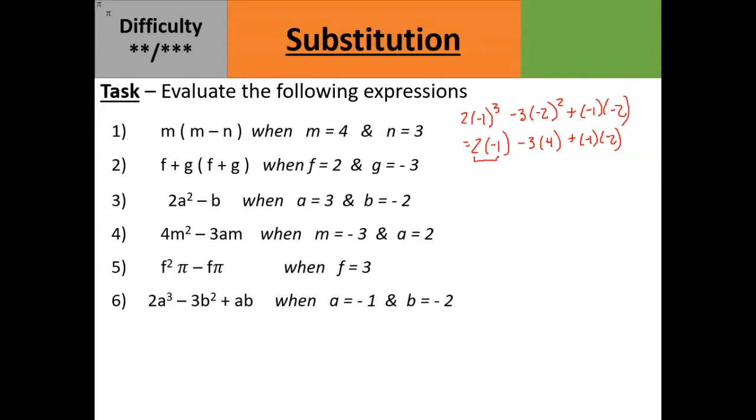So now let's do this multiplication. We can actually do all of these multiplications at once, so let's do that. We'll save ourselves a bunch of lines of work. So 2 times -1 gives me -2, -3 times 4 gives me -12, and then -1 times -2 gives me +2. So I should end up with an answer of -12 when I plug that all into my calculator.